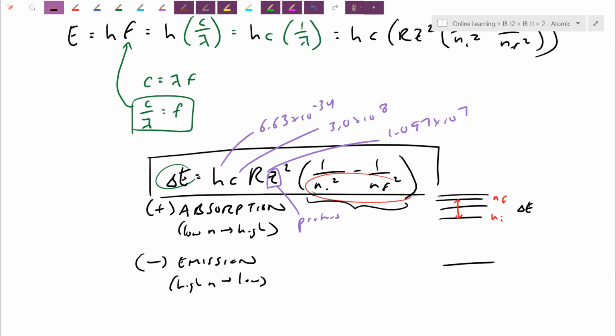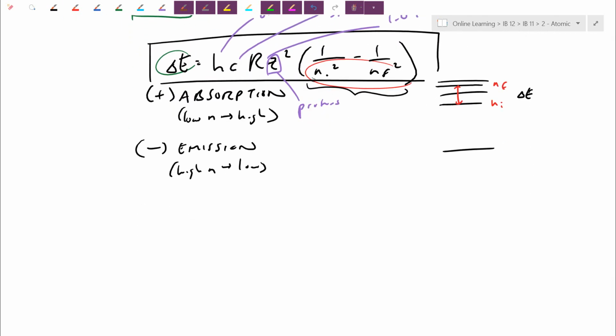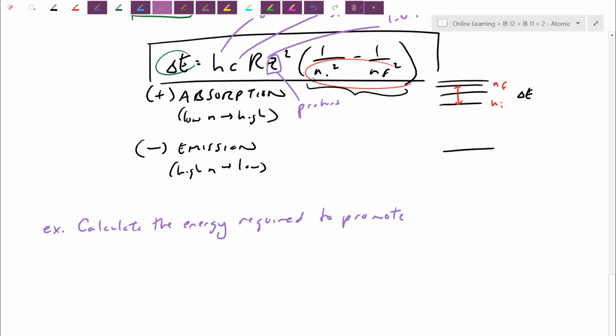I'll do one question like that, one question where we'll actually put negatives to it, just to give you some familiarity with this formula. So based on that, let's just make up a question here. I want you to calculate the energy required to promote. That's just the language that we use. We're going to give it the energy that it wants so that the electron can actually jump up. Promote an electron on helium plus, just to show you that it's a single electron species.